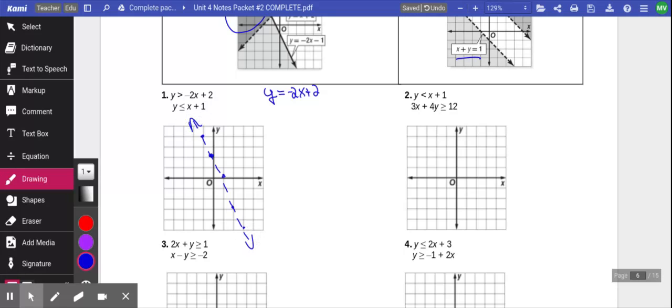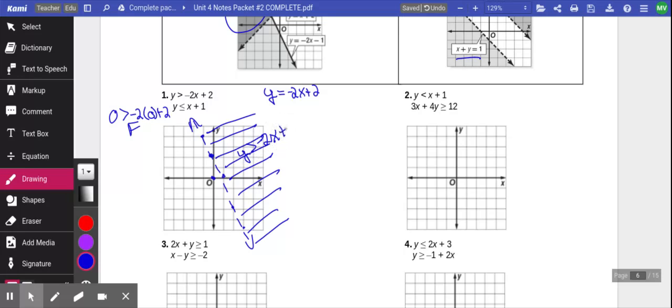And now I need to decide where to shade. So to decide where to shade, I always pick a point. I pick 0, 0 if it's not on the line, and I substitute. So it's 0 greater than negative 2 times 0 plus 2. And that's false because 0 is not greater than 2. So I'm going to shade away from 0, 0. And this over here in blue is my first inequality.